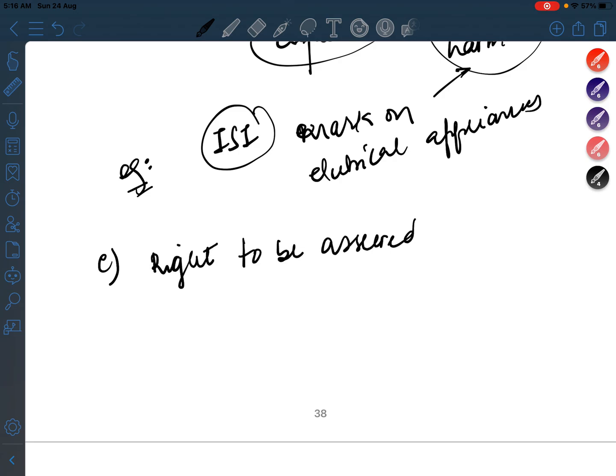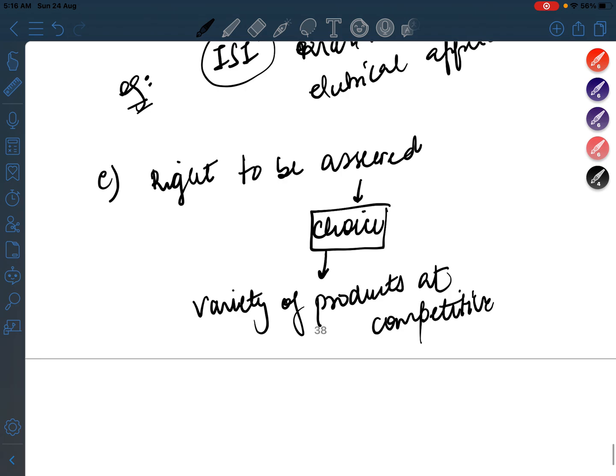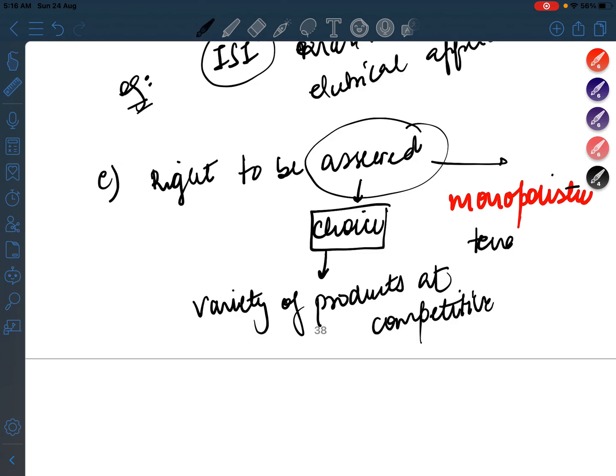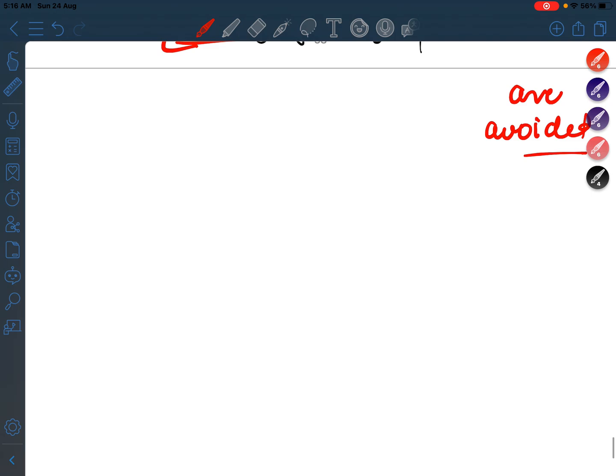Then the fifth right is the right to be assured. This basically gives the consumer the right to choice. Now what does this mean, right to choice? This means that the consumer should get a variety of products at competitive prices. What does this mean? See, this right has been given so as to assure that monopolistic tendencies are avoided. That is why they have been given a variety of products and they should have the right to choose among them.